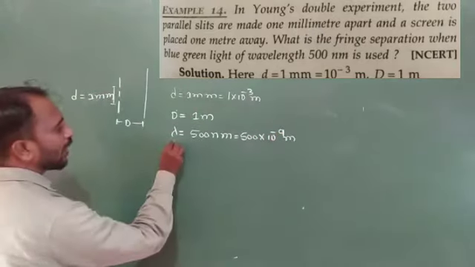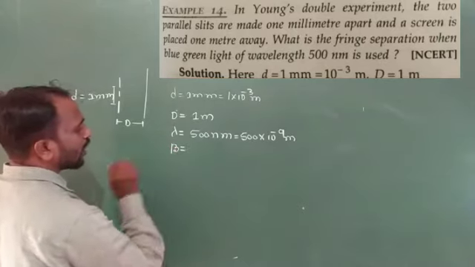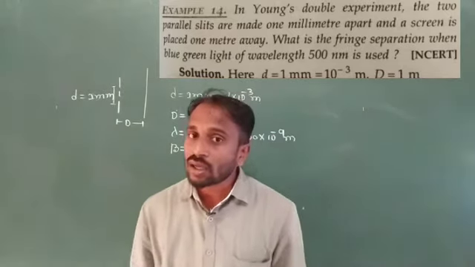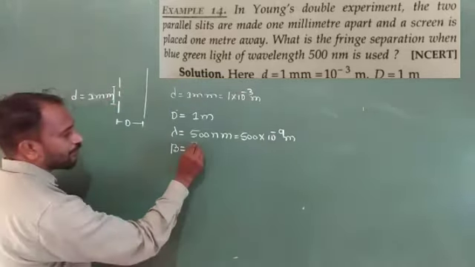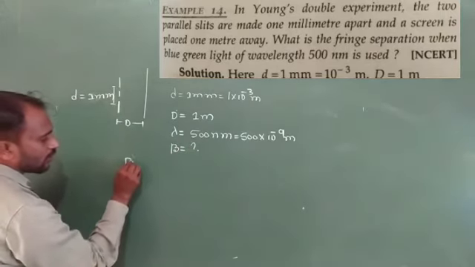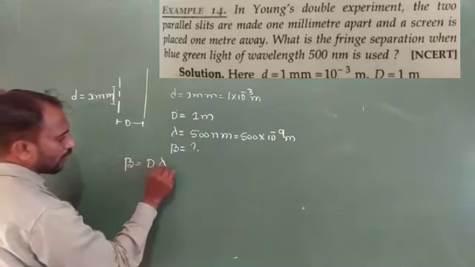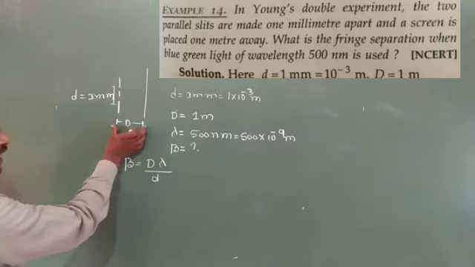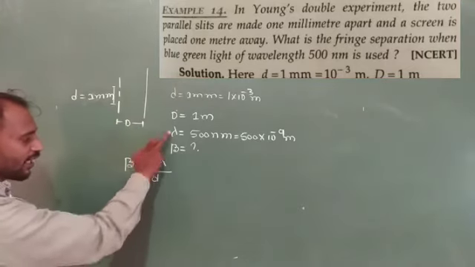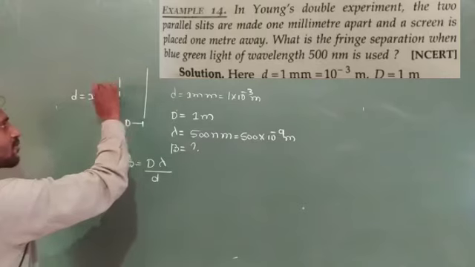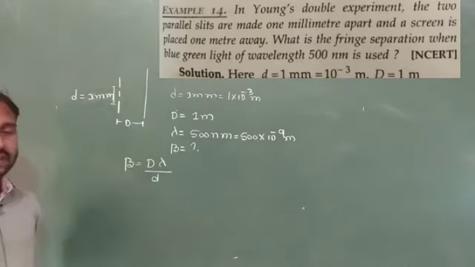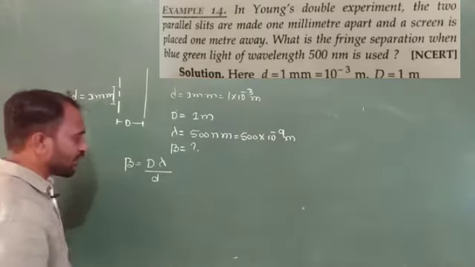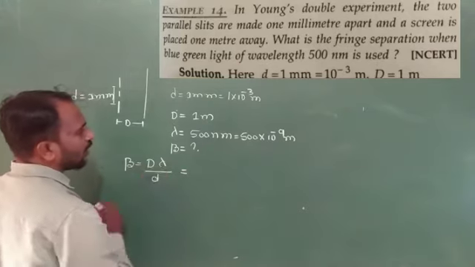So here we want to calculate the fringe width value. It means the distance between two bright fringes or two dark fringes. You already know the formula. Fringe width beta is equal to capital D into lambda divided by small d. Capital D means the distance between screen and slit, lambda means the wavelength, and small d means the distance between the two slits, and beta is the fringe width, the distance between two bright fringes or dark fringes.